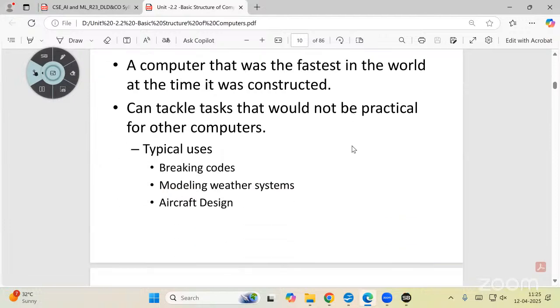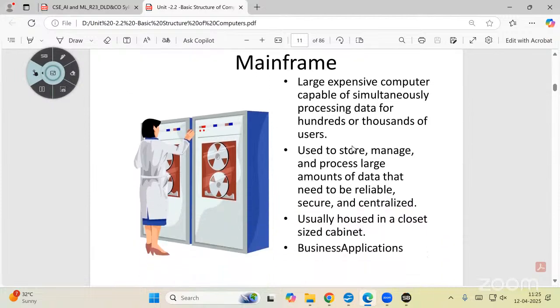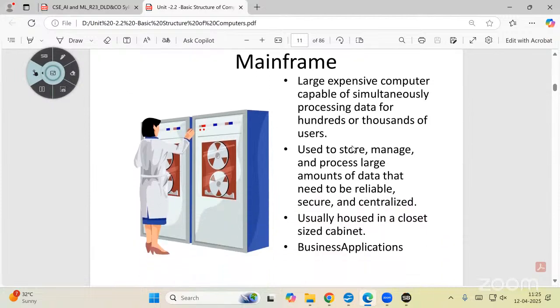It can be used in breaking codes and modeling weather systems, and it can be used in aircraft designs. Next, mainframe. Where are we using this mainframe? For financial purposes. In the bank sectors, we are using mainframes.